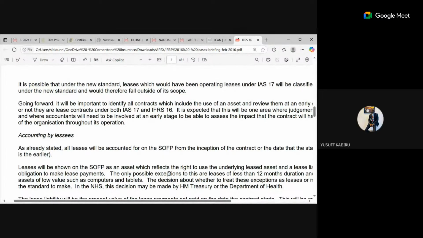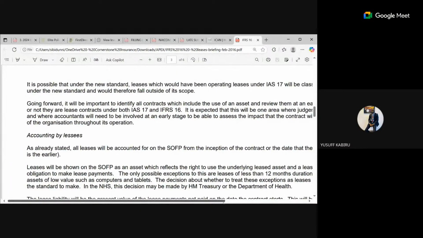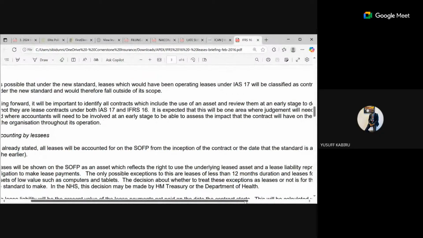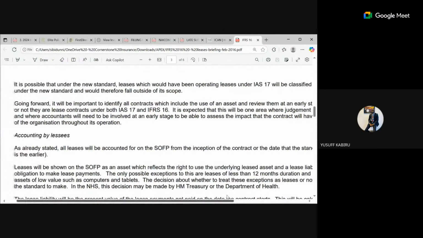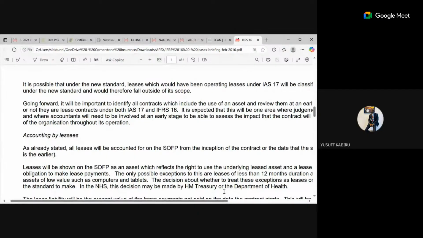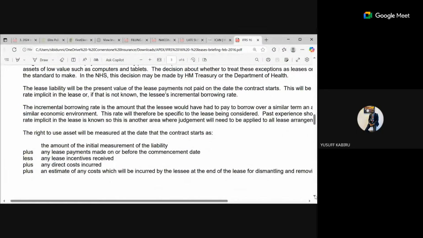So this is okay. The only possible exemptions to this are leases of less than 12 months duration and leases for underlying assets of low value, such as computers and tablets. The decision about whether to treat these exemptions as leases or not is for the entity applying the standard to make. All of this, they are just terminologies referencing their own location. This may be made by the HM Treasury or Department of Health, so it's not a peculiarity, it's not a code that is general, so leave that.